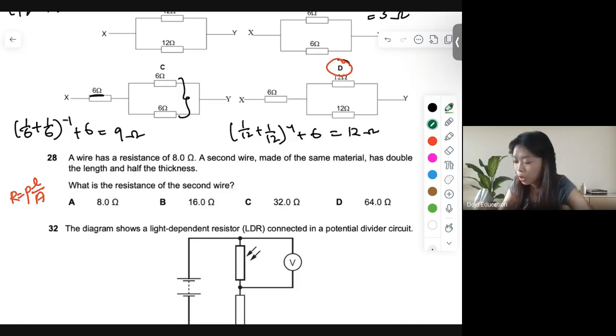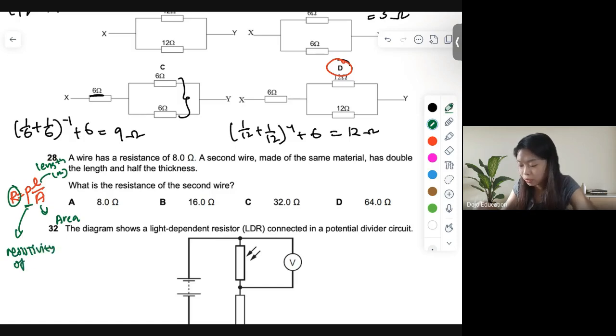Okay, so what does R mean? R is the same thing, resistance. What does L mean? L means length, and the SI unit is meter. Okay, take note. And then what is A? A stands for area. And then what is rho? Rho is the resistivity of the material.